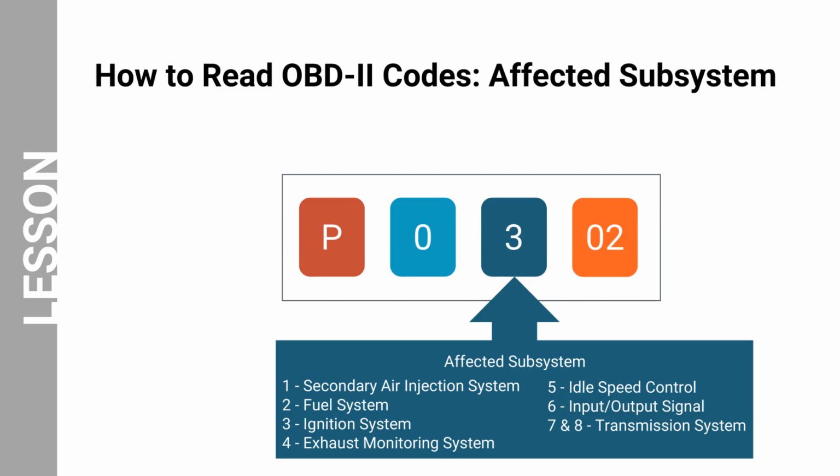On the third digit, let us break down which subsystem is affected. We know from earlier that it is a P code, which tells us that it is a powertrain code, but for a powertrain, we need to know more information. So we can either have 1 for secondary air injection, 2 for fuel system, 3 for ignition system, 4 for exhaust monitoring system, 5 for idle speed controls, 6 for input and output signals, and 7 and 8 for transmission systems. In this example, we have the number 3, so we know it is related to the ignition system. Keep in mind that this third digit could also be a letter, for example, A, B, or C, specific to hybrid or BEV propulsion.